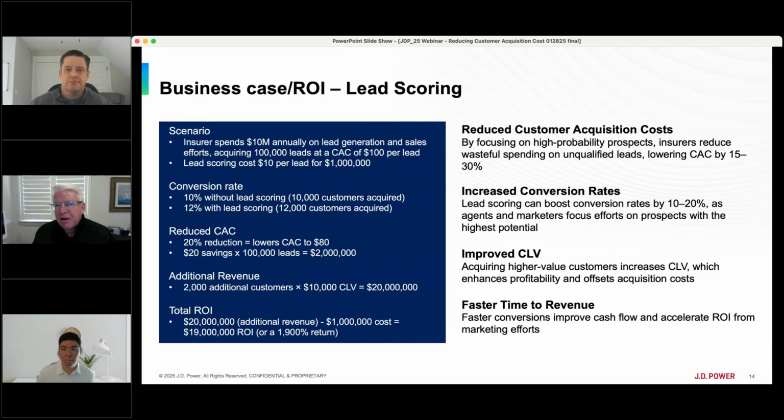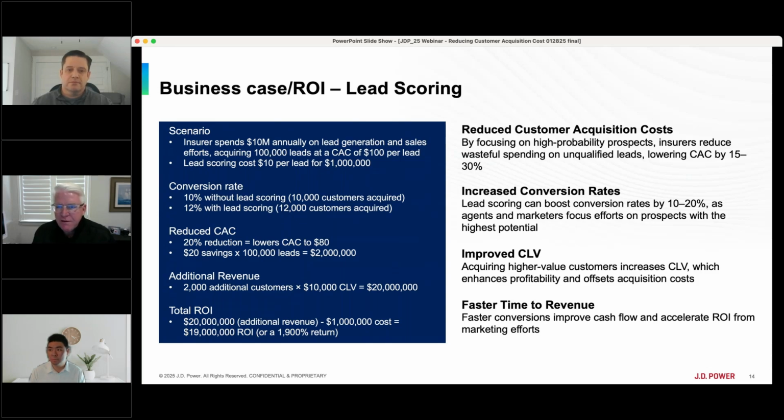And then, secondarily, you will be acquiring higher value customers, which could increase the customer lifetime value, which then enhances profitability and offsets future acquisition costs. And then this one's pretty important, actually. It's faster time to revenue. By being smarter and more targeted with your acquisition spend, you're going to get faster conversions. Faster conversions means improved cash flow and accelerating the ROI on your marketing efforts.